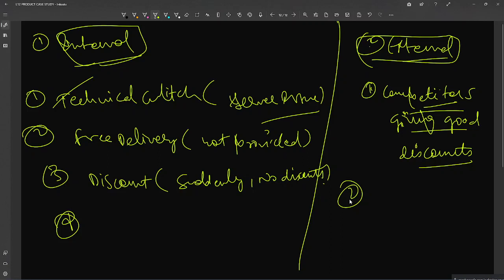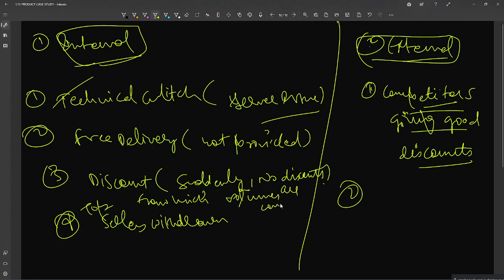Many sellers have pulled out from Amazon due to commission issue. Okay, good point. Sellers withdrawn. It won't be all sellers. You can say top sellers from which the main revenue or volume is coming, from which order volume is high. Top sellers from which volumes are coming have withdrawn from Amazon, right?